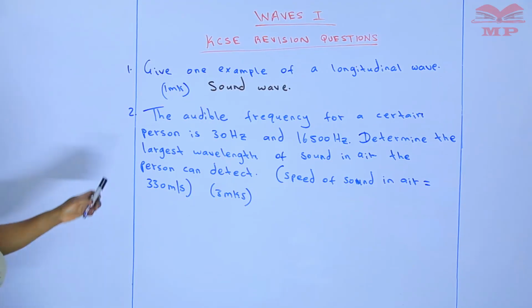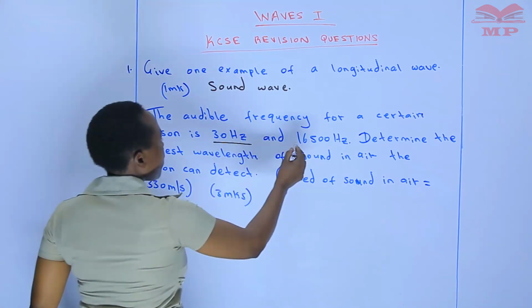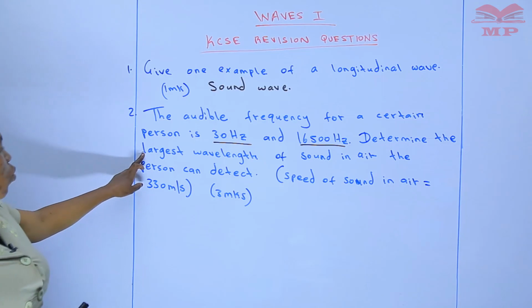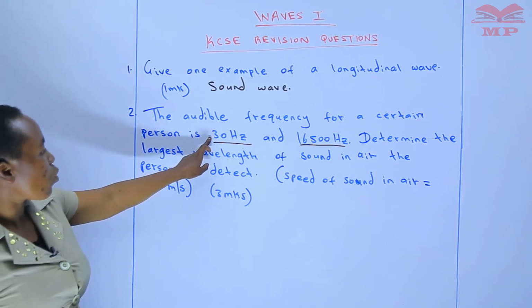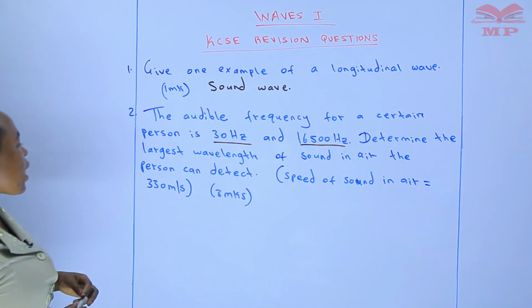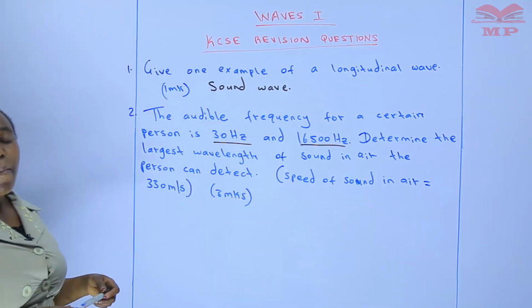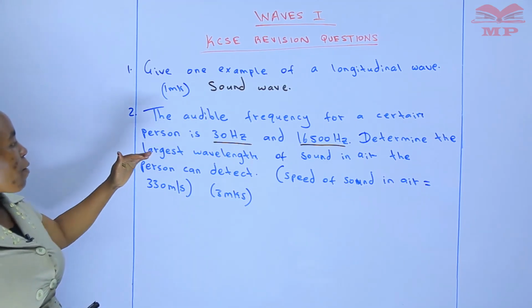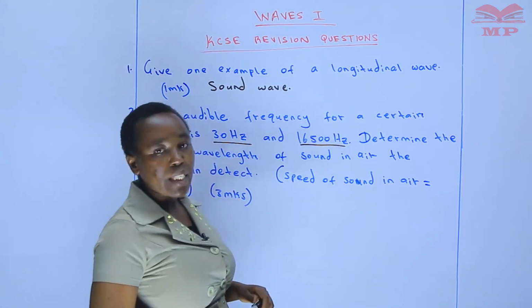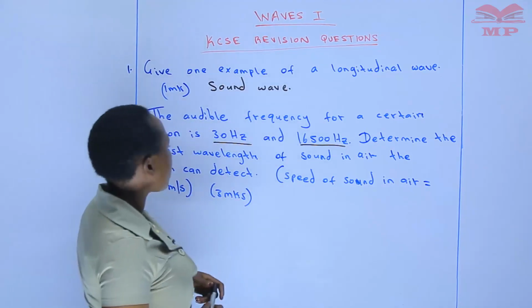So that's our question number 2. We are told that the audible frequency for a certain person is 30 Hertz and 16,500 Hertz. We are told to determine the largest wavelength of sound in air the person can detect, given the speed of sound in air as 330 meters per second. We can first calculate the wavelength when the frequency is 30 and when it is 16,500, and then pick the largest.